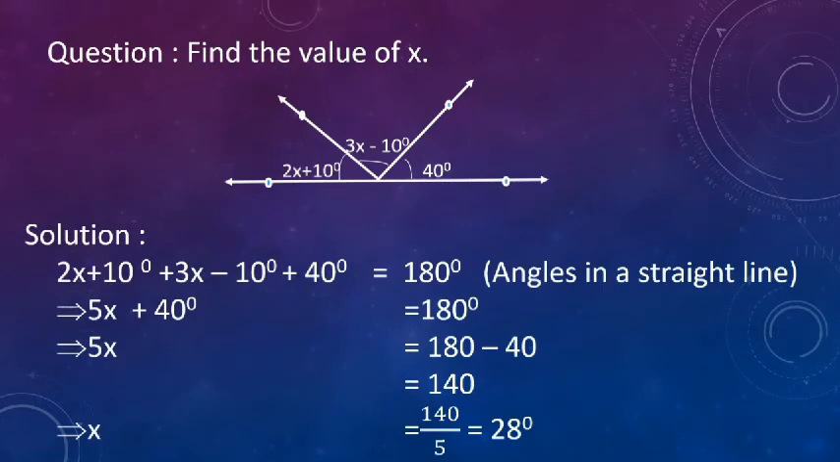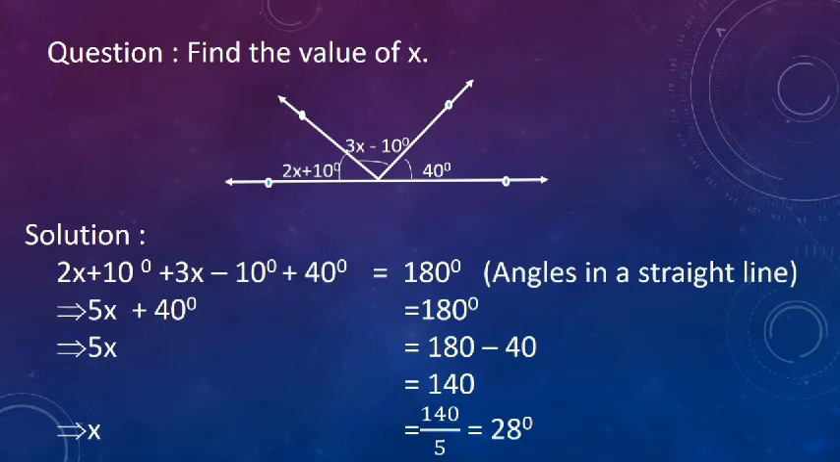Find the value of x. In the given diagram, there are three angles on one side of a straight line at a particular point. We know that the sum of all these angles is equal to 180 degrees. Therefore, we can write the equation as 2x plus 10 degrees plus 3x minus 10 degrees plus 40 degrees is equal to 180 degrees, because they are angles at a point on one side of a straight line. Now, solving this equation, we can find out the value of x.